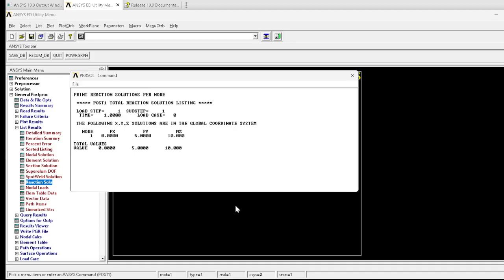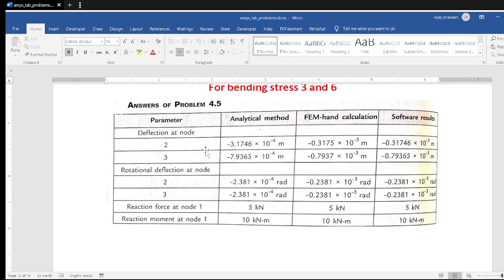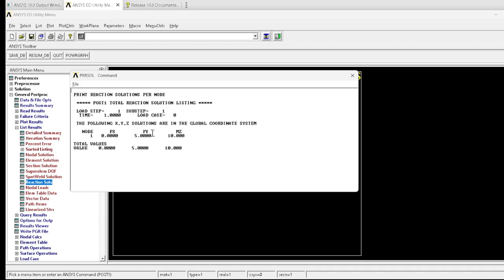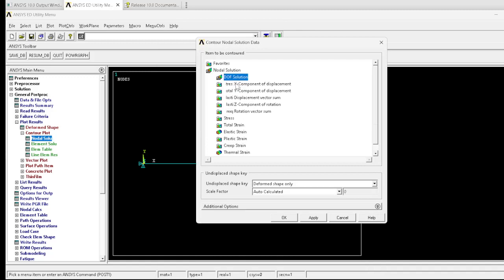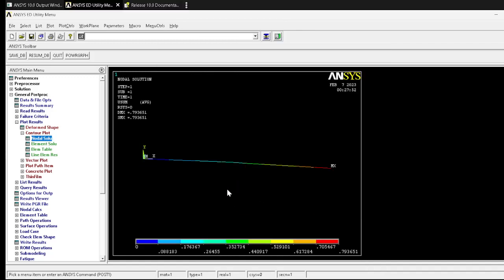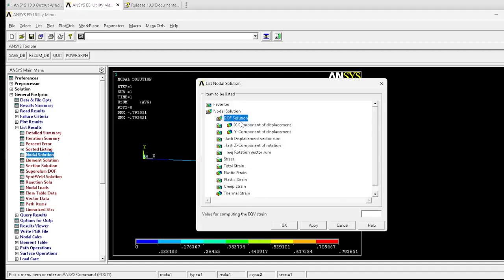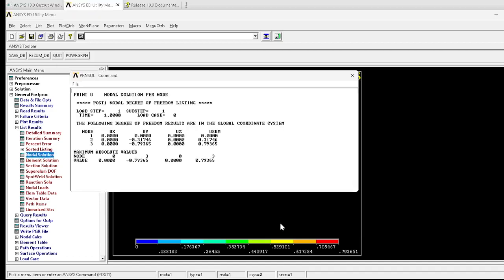And in the question they are also asking deflections. So let me see the deflection now. For that, first we'll see the graphical presentation. Plot results, contour plot, nodal solution, that is USUM, vector sum. We'll take it. Now we can check 0.79 maximum is there. To view in a table format, for that list results and nodal solution. So let me give vector sum.